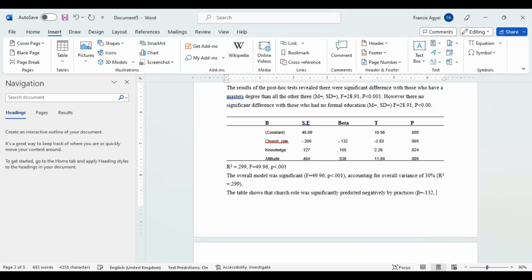Then you quote the t value. So the t value is also negative. So t is equal to negative 2.83. Then the significance value, so p is also less than 0.05. Then you move to the second one.